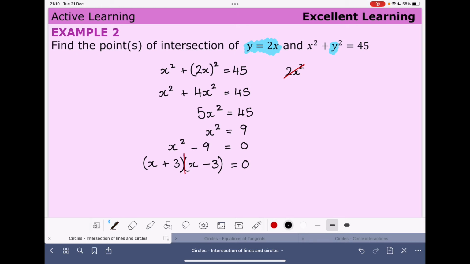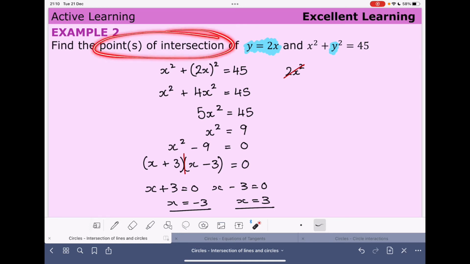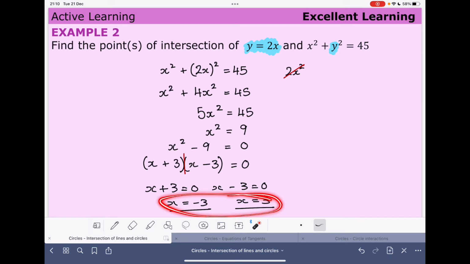We're going to apply the zero product rule, we're going to split and solve, and we get that x plus 3 equals 0 and x minus 3 equals 0. And this leaves us with x equal to -3 and x equal to positive 3. And those are our two x values. But we're looking for the points of intersection. So we're going to list these as coordinates, which means we need a y coordinate. To do that, we can take these x values and we can substitute them into either equation, either the line or the circle.